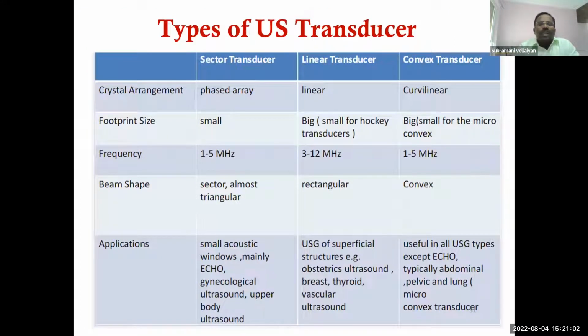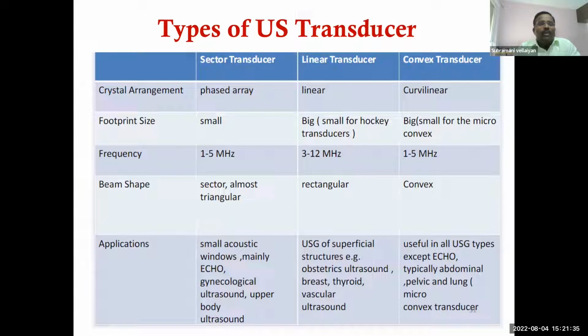There are three types of transducers in terms of crystal arrangement, footprint size, frequency used, beam shape and application: sector transducer, linear transducer, and convex transducer. In the sector transducer, the crystal is arranged in a phased array, a triangular kind of arrangement. In the linear transducer, the crystal is arranged in a linear way, whereas in the convex transducer, the crystal is arranged in a curvilinear or convex way.